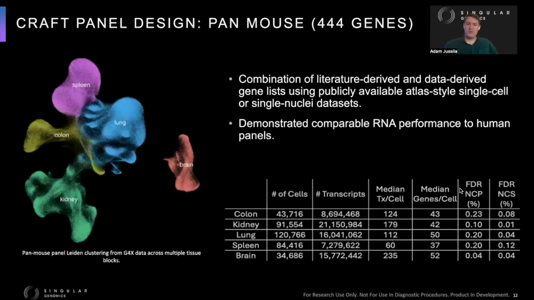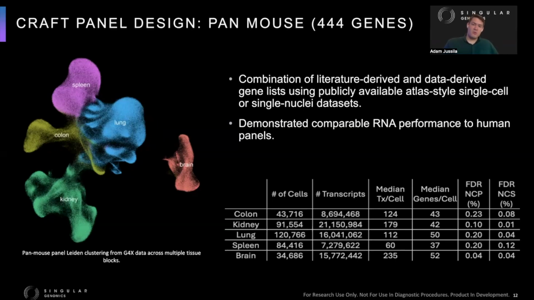To give you a sense of how good the quality is coming out of this process, I want to tell you about our recent and soon to be released pan mouse panel. The pan mouse panel was designed explicitly using the CRAFT panel design process with no in-house validation. You can think of this as a proof of principle for this whole custom design process. We identify genes much in the same way we expect you will be identifying genes, through a combination of literature-derived and data-derived gene lists using publicly available atlas-style single-cell and single-nuclei datasets.